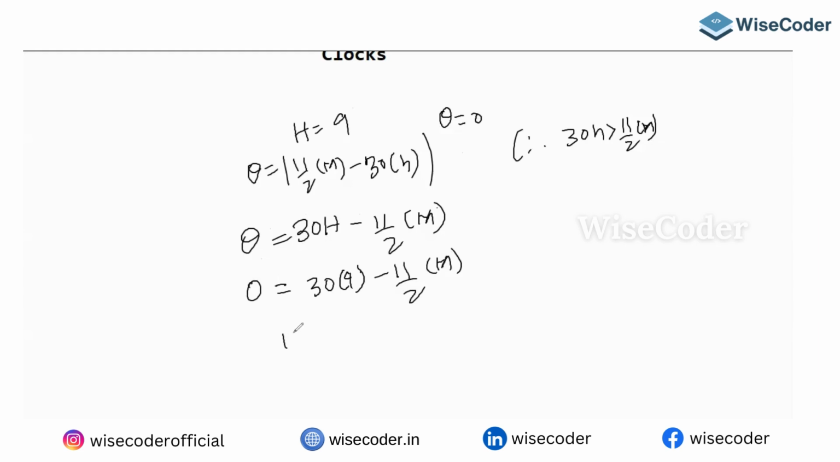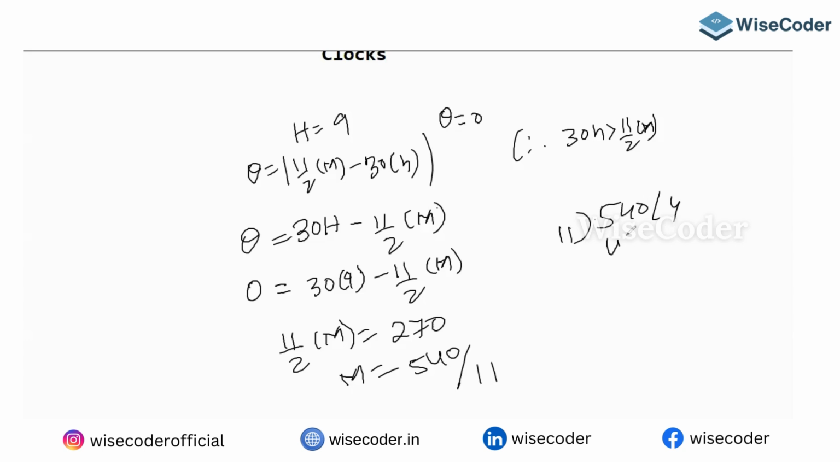So 11 by 2m is equal to 9 3s are 27, 270. So m is equal to 540 by 11. If you calculate 540 by 11: 11 4s are 44, I am left with a 10 and a 0. 11 9s are 99, I am left with 1. So 49 and 1 by 11 minutes.